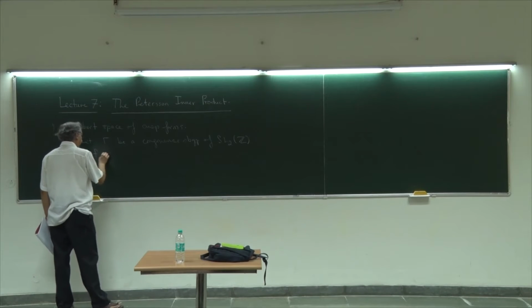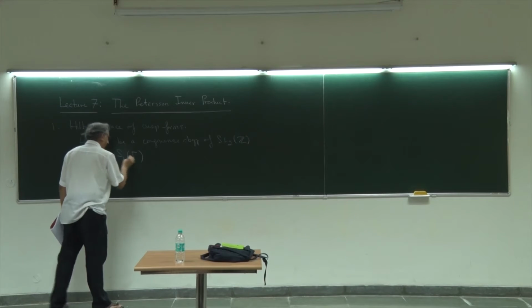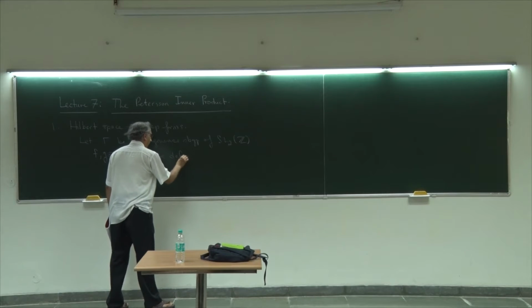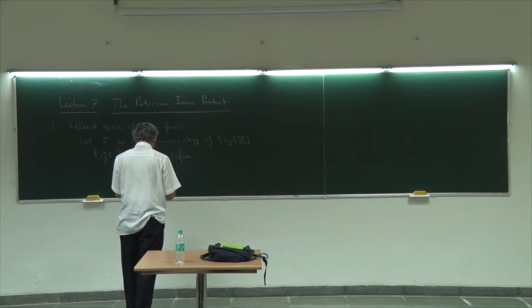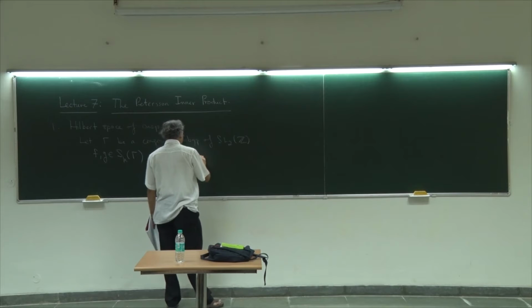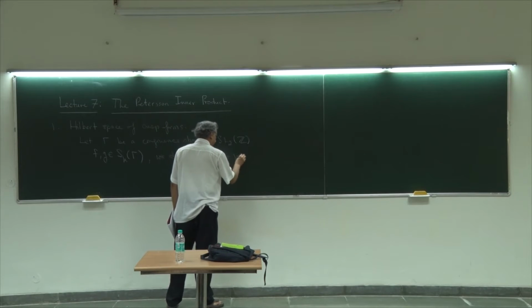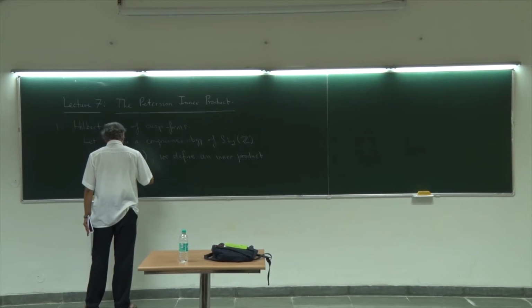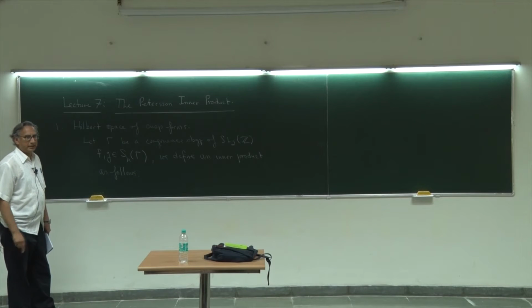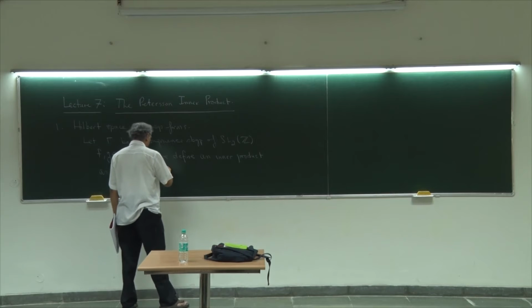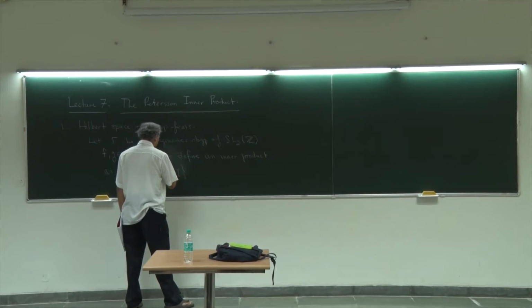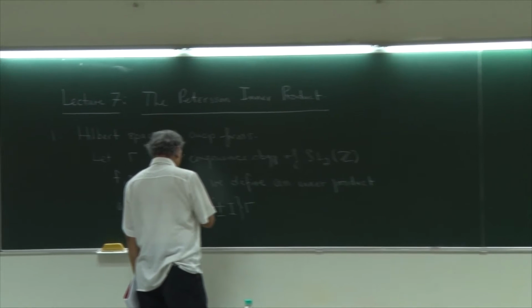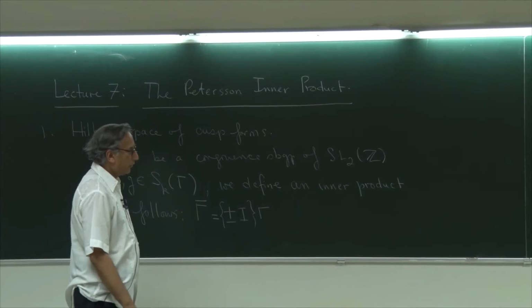So for f and g in the space of modular forms for this particular group gamma, we define an inner product as follows. There's a problem with plus or minus I being elements of the group, as we saw already earlier. So we're going to denote the group generated by plus or minus I and gamma as gamma bar. It'll be gamma if minus I is in gamma. It's a small technical detail which we don't need to belabor too much.